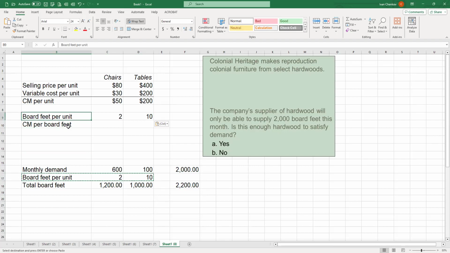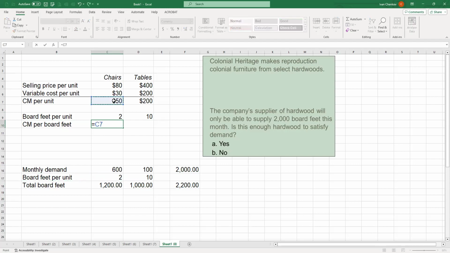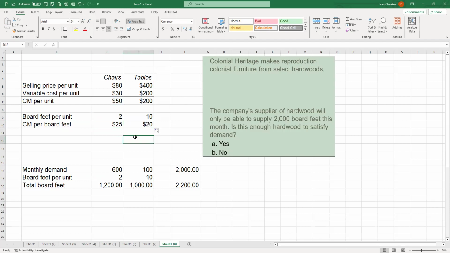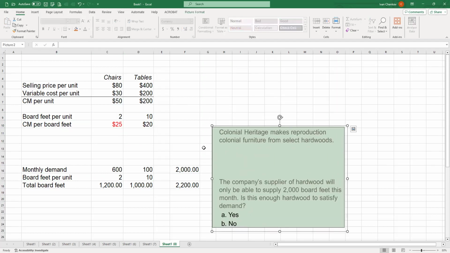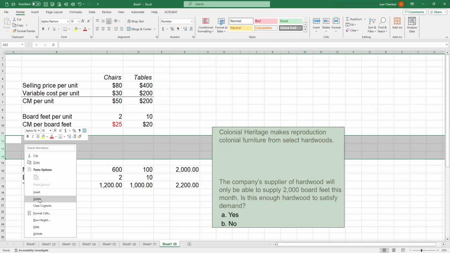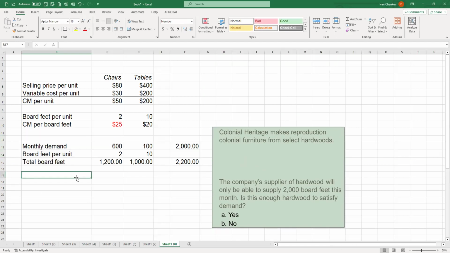I already know how many board feet I need for 1 unit. The question is, how much is my contribution margin per board feet for the chairs? That will be $25. How about the tables? Just $20. So which one is my most profitable? Which is my winner? My winner is the chairs, right? So what should I do first? I should focus on the chairs first, and after that, move to the tables, correct?